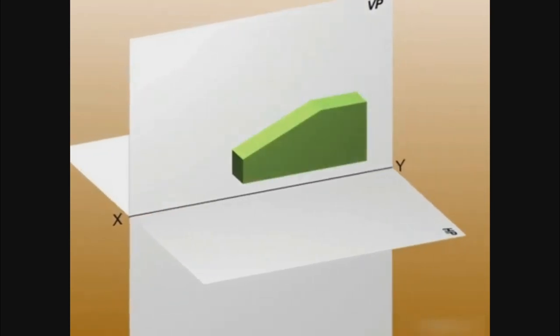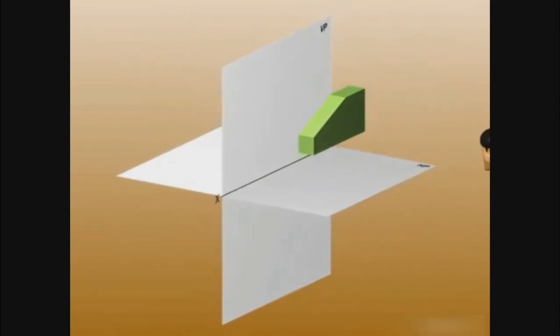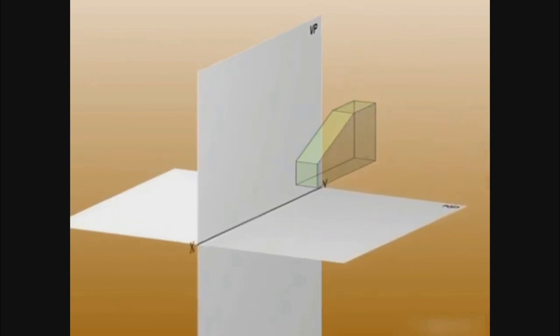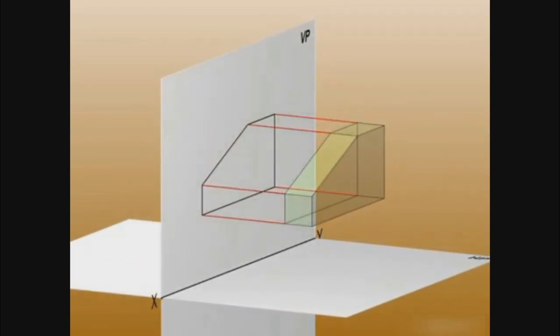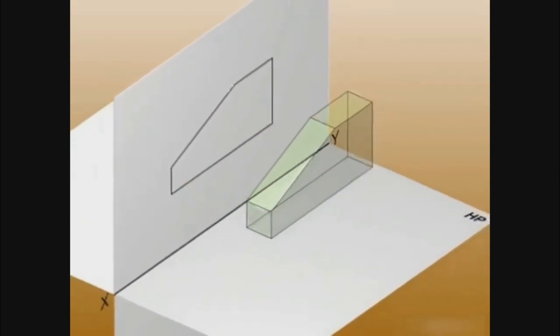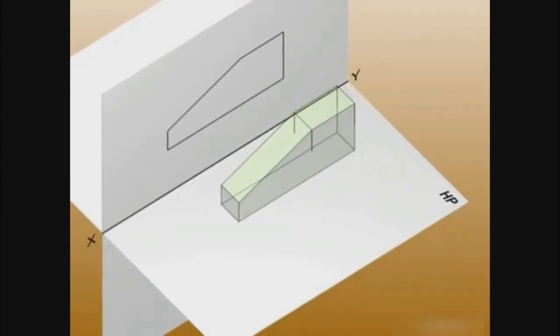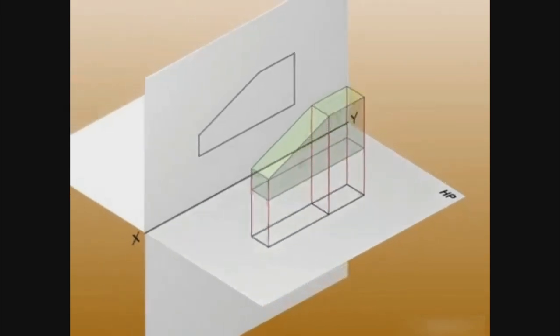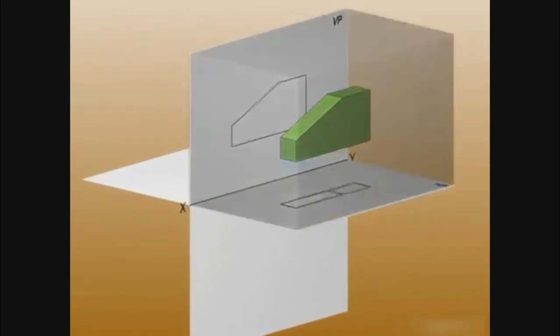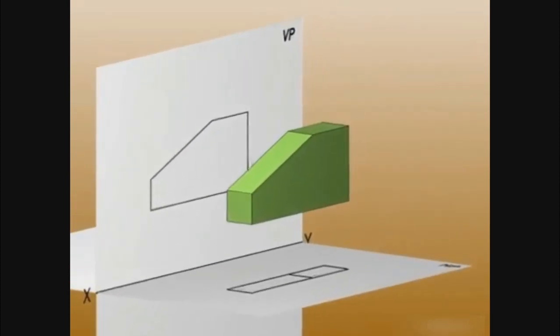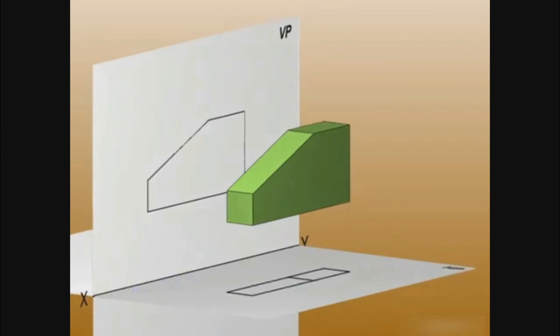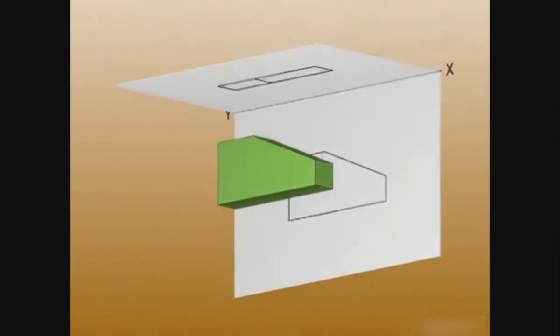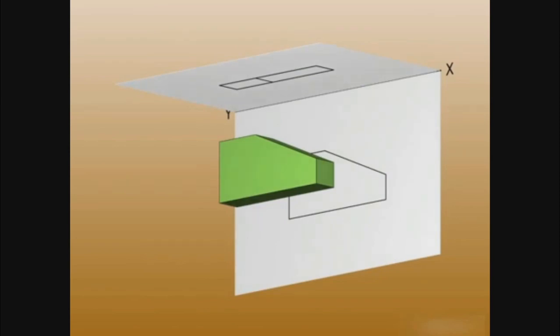Alright, now consider the object in the first quadrant. Looking at it from the front side, the image is formed on the VP and is known as front view or elevation. And if we look at it from the top, then the image formed on the HP is known as top view or plan. As the object is in the first quadrant, the projection obtained is the first angle projection. Similarly, if the object is situated in the third quadrant, then the projection is known as third angle projection.